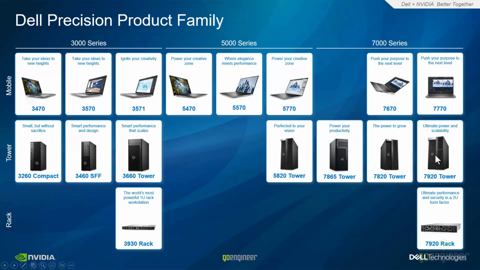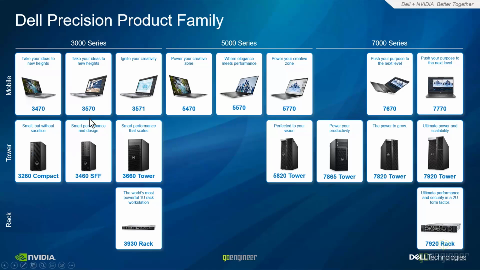And you can do that with towers as well. So if you want to have the tower in your office, at your desk, and then at home remotely connect into it, you can do that as well using the same technology. Now, we also break up the workstations into three different series, 3000, 5000, and 7000. The 3000 are kind of what we would consider entry-level workstations.